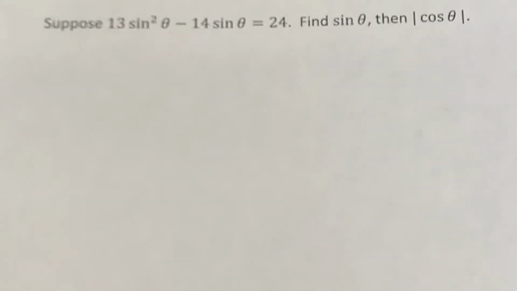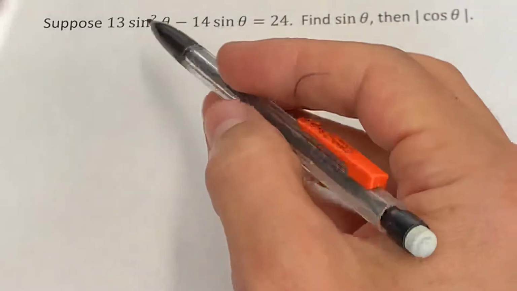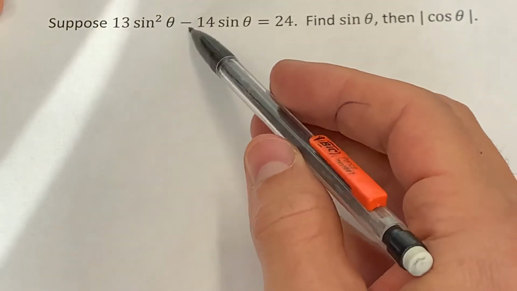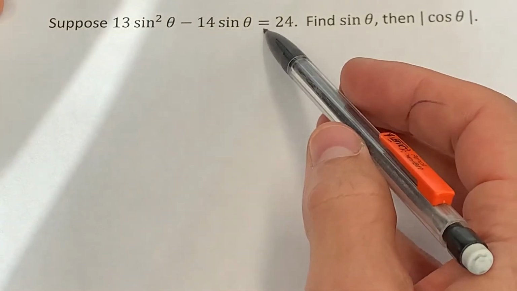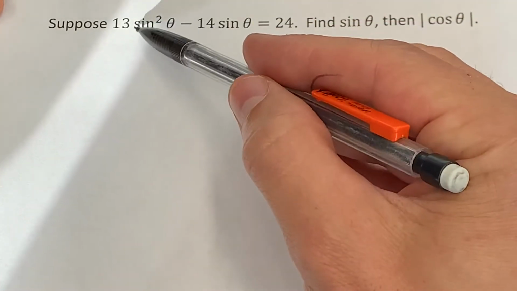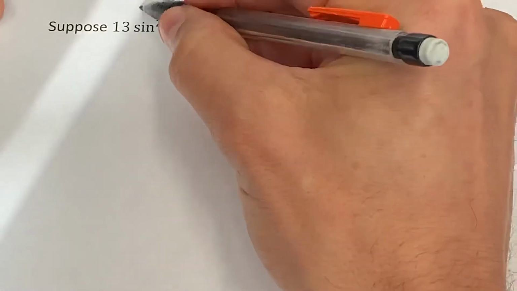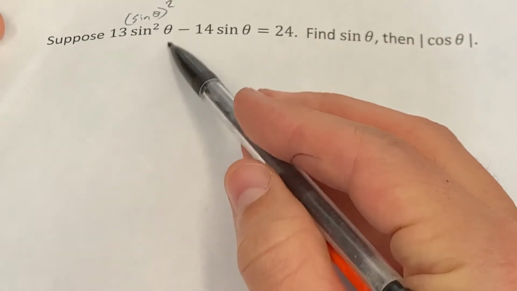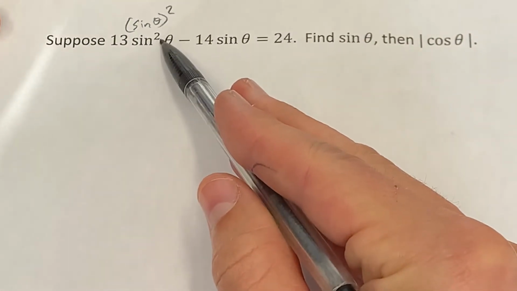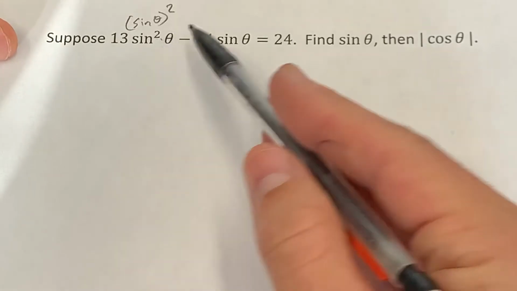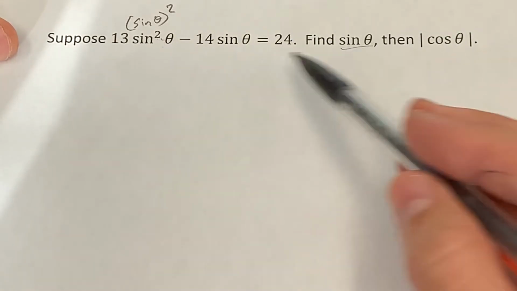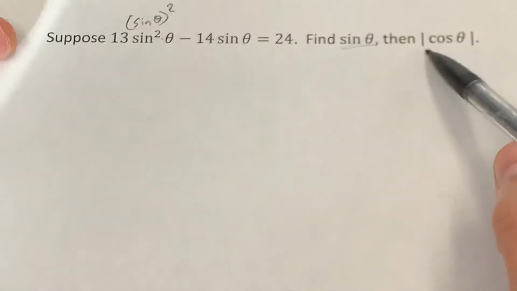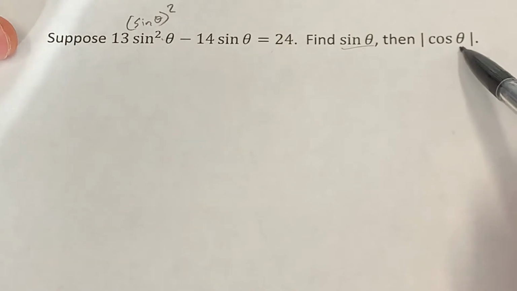Here's a problem mixing sine and cosine with just a regular quadratic. Notice it says, suppose 13 sine squared of theta minus 14 sine theta equals 24. First off, sine squared, for whatever reason, when we're writing sine of theta squared, they always write the squared down here. I don't know why, but that's the convention. First, we're supposed to find sine theta. Then the second part is to find the magnitude, the absolute value of cosine theta.